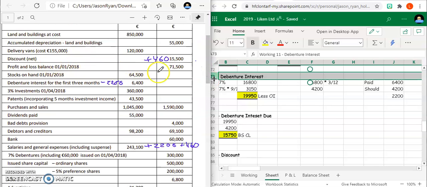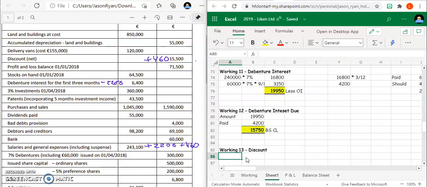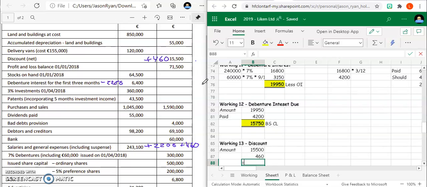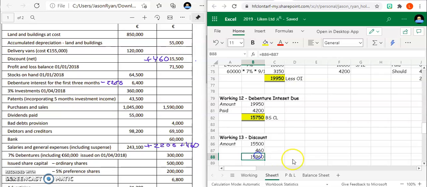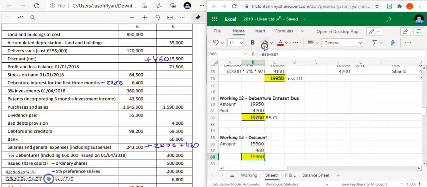So first of all, the amount for the discount is 15,500. We're going to add on the discount that we left out. So we left out 460. So our new figure for our discount is going to be 15,960, and that figure is then going to go to add income.